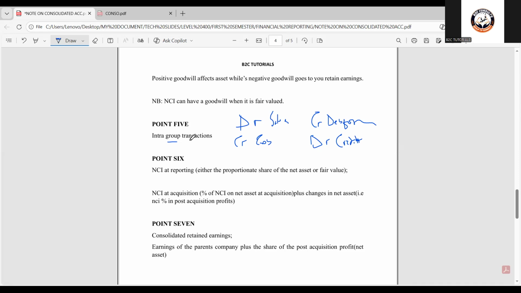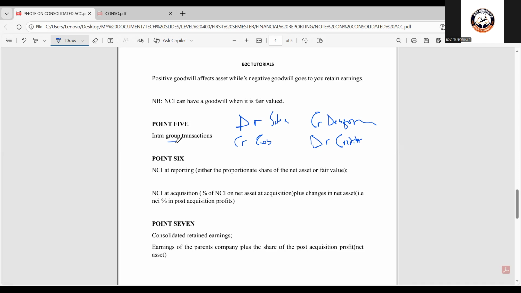But when it happens to the amount of money the parent invested in the subsidiary, because the investment account is an asset account, you go and credit it to nullify it, and then you debit a different account called cost of control to also cancel it out from that account.